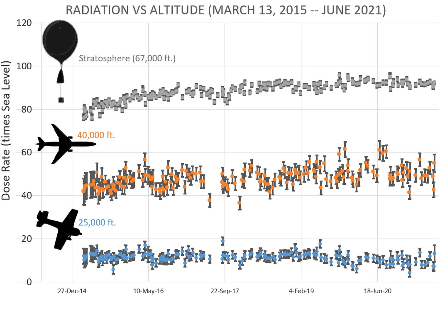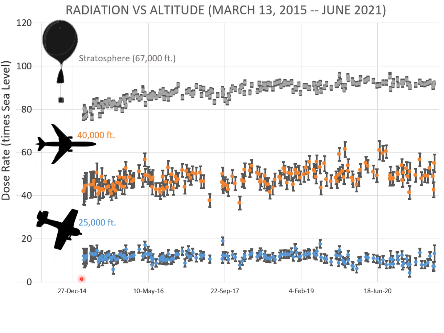This shows radiation levels at different altitudes over about a 6-year period. And here we have a smaller aircraft flying at 25,000 feet, a commercial aircraft, typically 40,000, and a weather balloon in the stratosphere. Commercial aircraft don't go this high. But you can see the radiation doses, and the vertical axis here says dose rate times sea level.